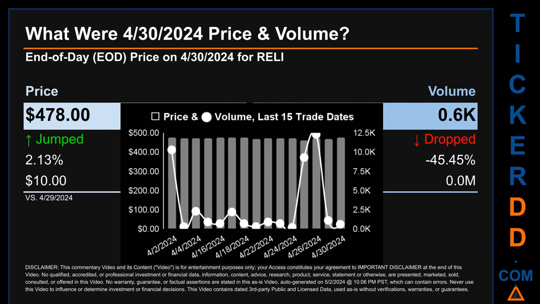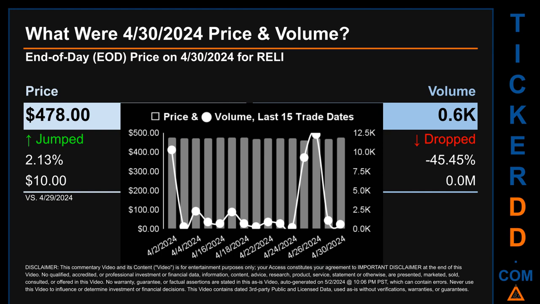What was end-of-day price and volume for RELI? On Tuesday, April 30, 2024, RELI had an end-of-day price of $478 and volume of about 0 million. Compared to the previous trading day, the price jumped 2.13%, gaining $10, while volume dropped 45.45%, decreasing about 0 million.